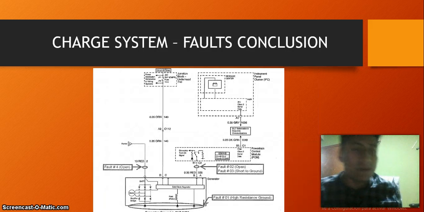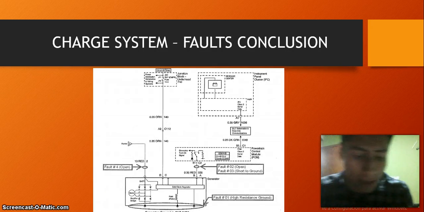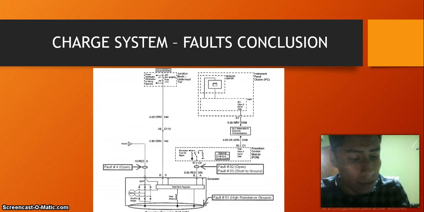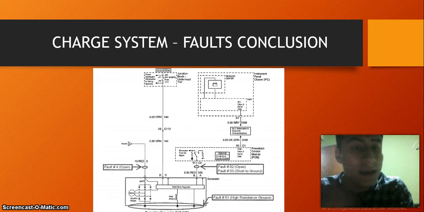Okay, I pass to the second part, the charge system. Well, this system has three principal components. One is the battery, two the voltage regulator, and three is the alternator. First, the battery provides the electrical current to energize the winding rotor of the alternator. Two, the voltage regulator controls the flow of the electric current produced by the alternator. And three, the alternator has a stator, a rectifier, a rotor, and a voltage regulator.